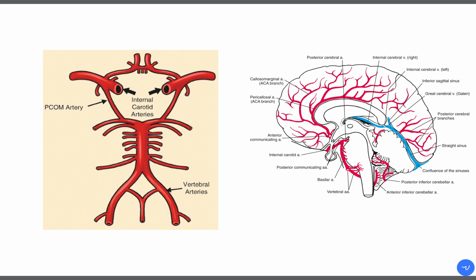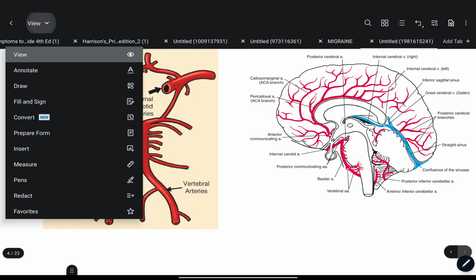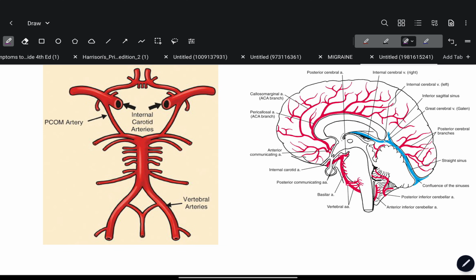The most important part before even starting subarachnoid hemorrhage is understanding the circle of Willis. So I will basically try and annotate. These are our vertebral arteries, which give one branch, its name is posterior inferior cerebellar artery. Then it forms the basilar artery. Two vertebral arteries merging together form the basilar artery.